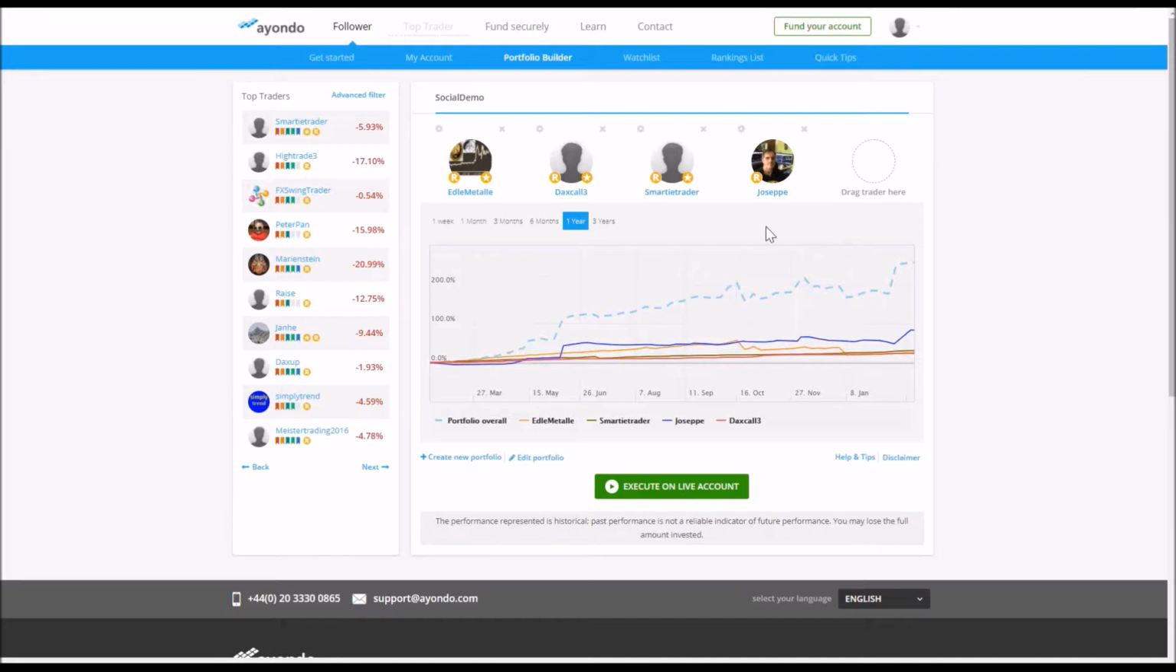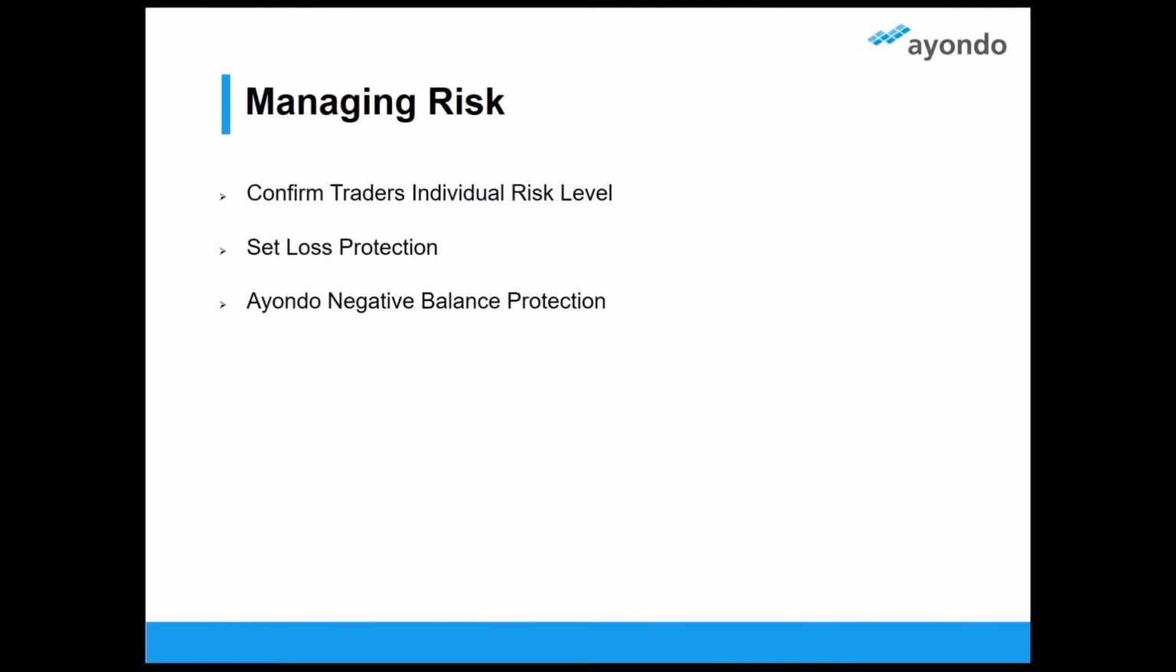But before we get into this button here, execute on live account, let's look at managing risk. So let's just talk about it, because it's really important this. You can confirm traders' individual risk level. So we're going to do that in a second. You can set a loss protection on your account, like a stop loss on your account effectively. And then with Aondo, you have this thing called negative balance protection.